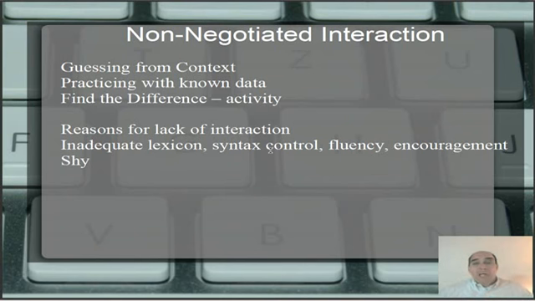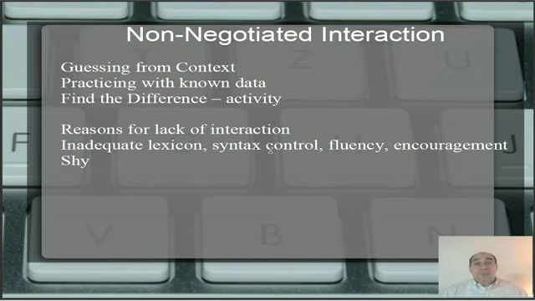There's also non-negotiated interaction. According to Nation, the majority of what we do by learning through text or material is to guess with contextual clues. So we may not know everything that's there. We have to guess from the context, and there's certainly one way that we can do that. We can practice with known data. We can have certain information and try to get some interaction there, but it's non-negotiated. We actually know what the stuff means, right? For example, a find-the-difference activity. You've seen two pictures side by side and you're trying to find the difference. Well, you can do that with two groups of materials.